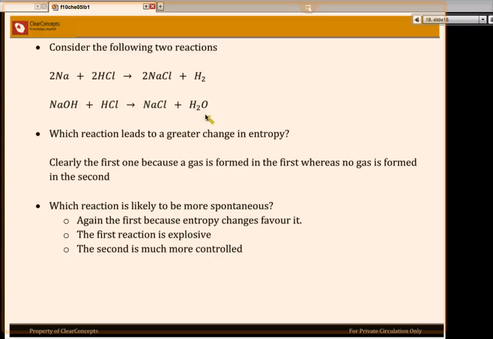Let me repeat the question. Am I justified in saying that in this second reaction, the change in entropy is much smaller than in the first reaction? Okay. Therefore, knowing my understanding of entropy and spontaneity, can I say that the first reaction will be much more spontaneous because it involves a greater change in entropy? Can I make that judgment call?